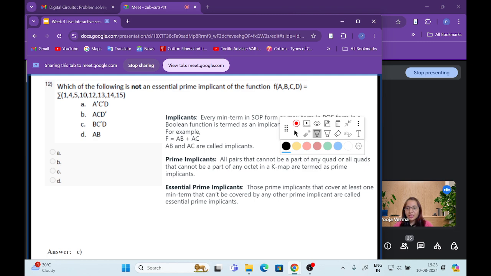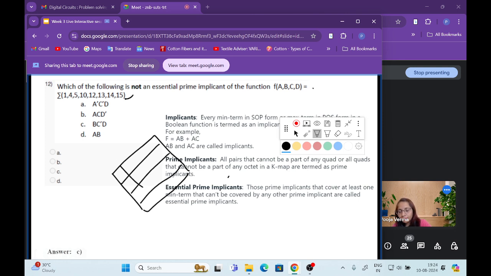So here the question asks which of the following is not an essential prime implicant of a function f of A, B, C, D. 4 variables are given and minterms are also given. Now what we need to do is find out which of the following is not an essential prime implicant. So can anyone solve it and just let me know which option is correct using K-map? Which of the following is not an essential prime implicant?